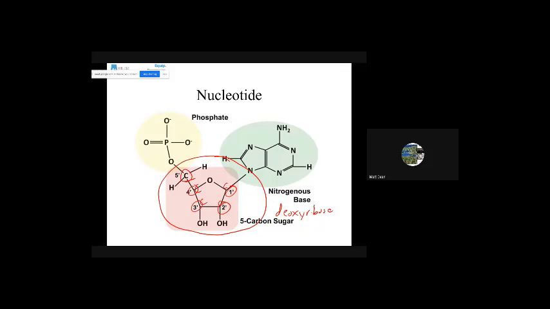The 5th carbon in that sugar is always attached to a phosphate group. That right there. And then carbon 1 is always attached up to a nitrogenous base. And these nitrogenous bases are going to be either adenine, thymine, guanine, or cytosine if we're talking about DNA. But there's only one of them attached to each nucleotide. This is just one of those nucleotides.